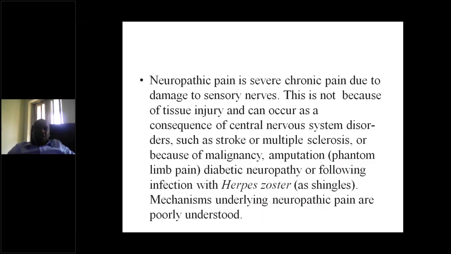So it can occur due to nervous system disorders such as stroke. When people have a stroke, they can start having neuropathic pain. When people have diabetes, they can start having neuropathic pain. Multiple sclerosis can cause it, or even malignancies, amputation, diabetic neuropathy, or following an infection like herpes zoster or shingles. After people have had that infection of shingles, they can start having neuropathic pain. The mechanism of neuropathic pain is not like nociceptive pain. It is not well understood.